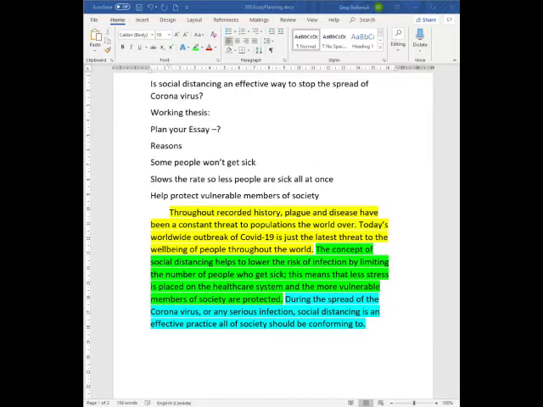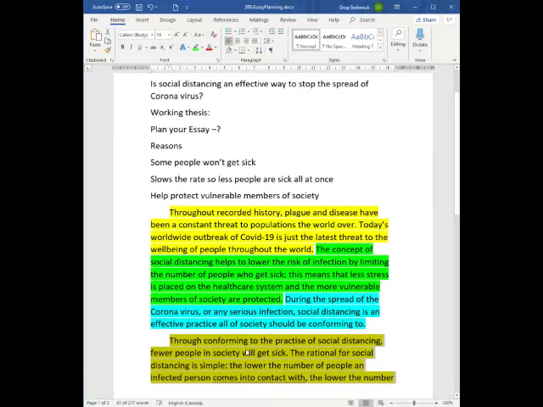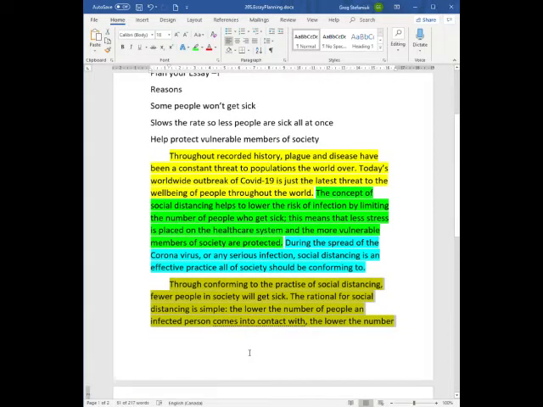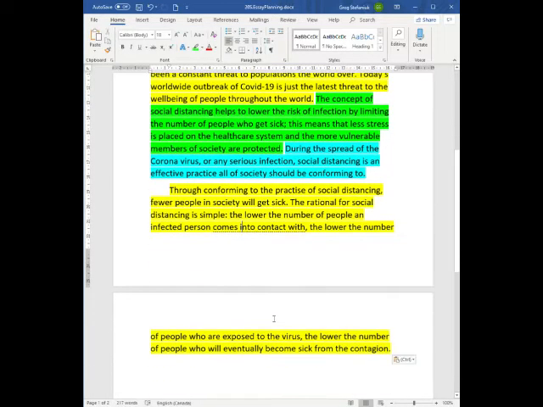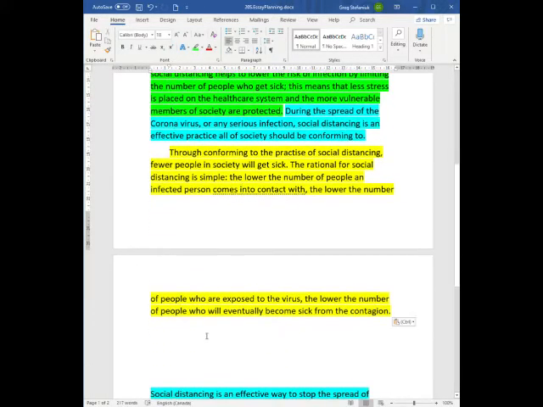So what I've done is I have created a sentence expanding upon that simple idea. Through conforming to the practice of social distancing, fewer people in society will get sick. The rationale for social distancing is simple. The lower the number of people an infected person comes into contact with, the lower the number of people who are exposed to the virus, the lower the number of people who will eventually become sick from the contagion.